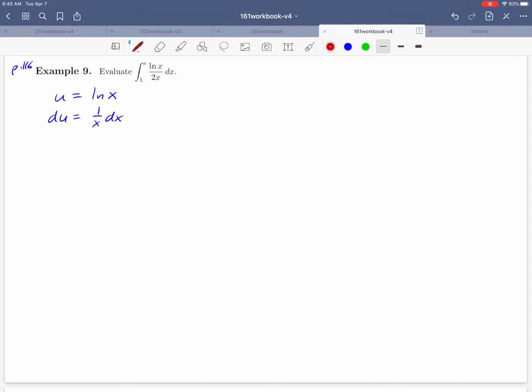Okay, and we need to solve for the dx. In this case, to get the dx by itself, it's actually easier to multiply both sides by x. Okay, so let's do that to get the dx by itself. That's going to give us x du is equal to dx. Okay, and so if we do our substituting, we're interested in substituting those two pieces into our integral.